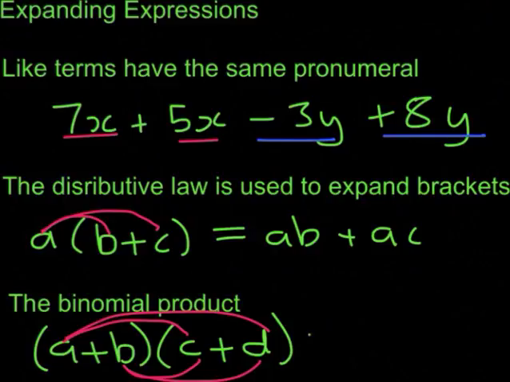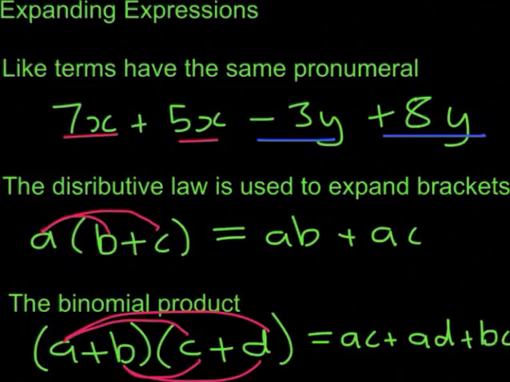And the answer we get will be, we've got A times C, so we'll have AC. A times D, we'll have AD. B times C, we'll have BC. And B times D, we'll have BD. Right, that's the binomial product.